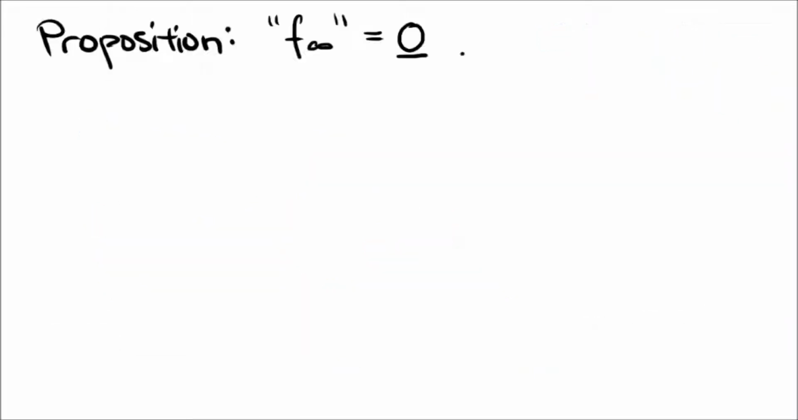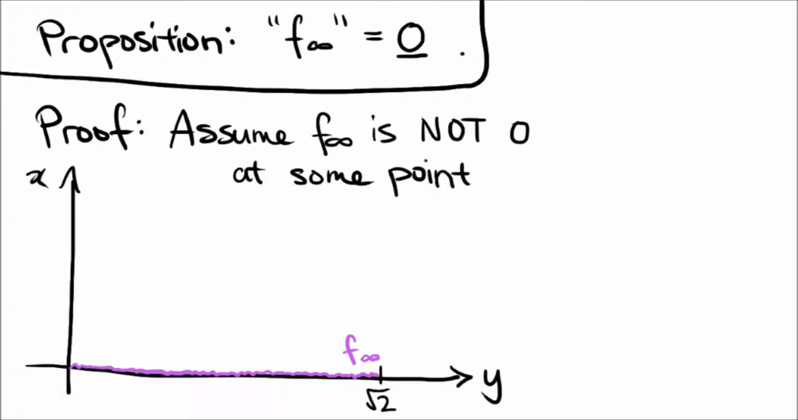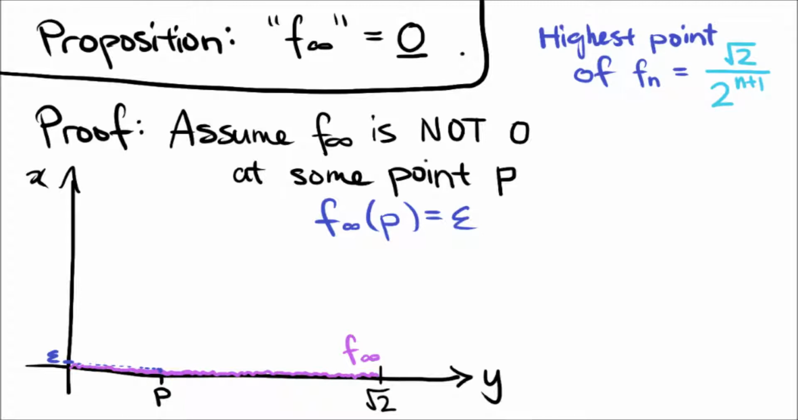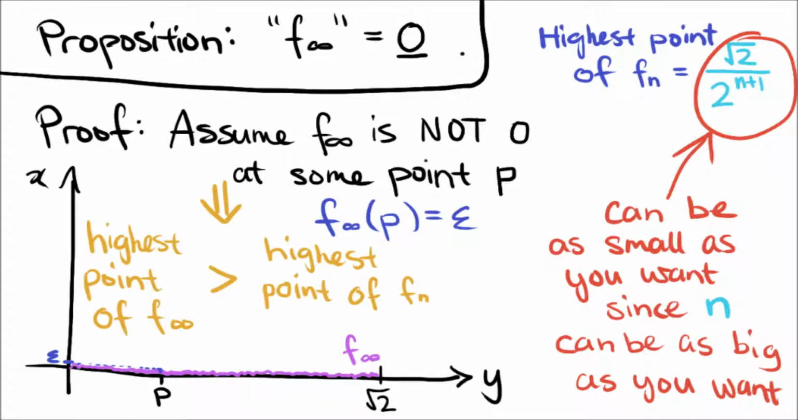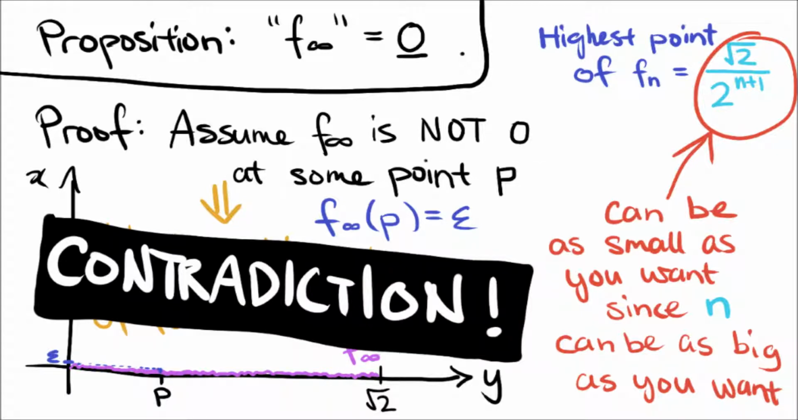Now, I propose that f infinity is exactly the 0 function. Here's the proof. Assume f infinity is not 0 at some point p. Say f infinity at p is a small positive number epsilon. But wait, this thing here can be smaller than epsilon if n was large enough, which means the highest point of f infinity, which is at least epsilon, is higher than the highest point of some function before it, which shouldn't happen.